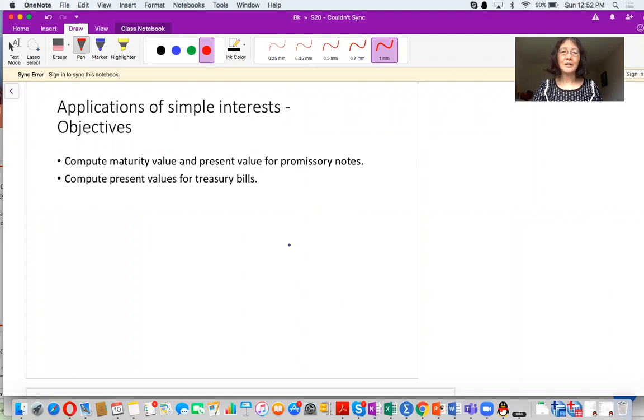I will also talk about further topics on compound interest. So first, applications of simple interest. I will compute the maturity value and the present value for promissory notes, and compute present value for treasury bills or T-bills.